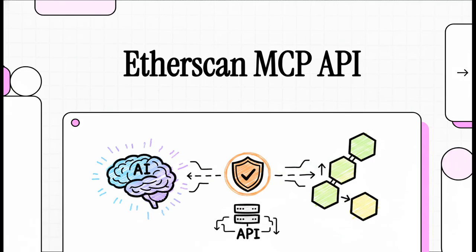Let's get right into today's explainer, folks, because we are looking at a literal game changer for Web3 developers today. We're talking about seamlessly fusing artificial intelligence with real-time on-chain data. And the best part? Doing it without sacrificing even a single drop of accuracy. It's all made possible by Etherscan's Model Context Protocol, and I'm super excited to unpack it with you.